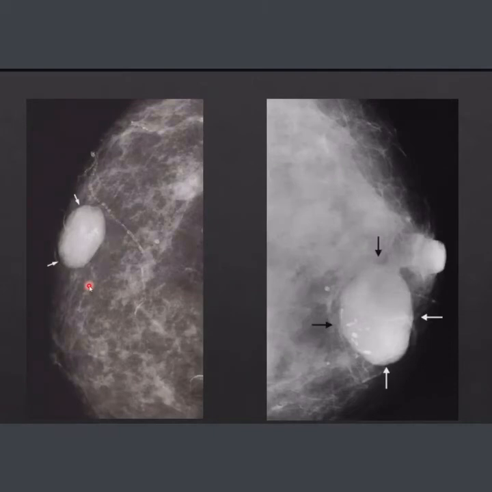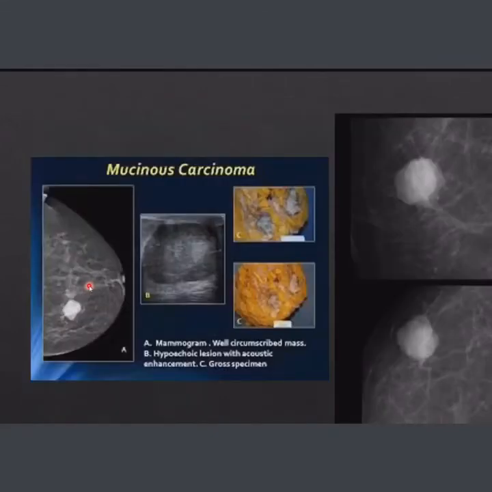But when we see this mass, we will also examine it by ultrasound, targeted ultrasound, to make sure that it is also harboring all the benign features on ultrasound, so that we are sure that this is a benign mass.